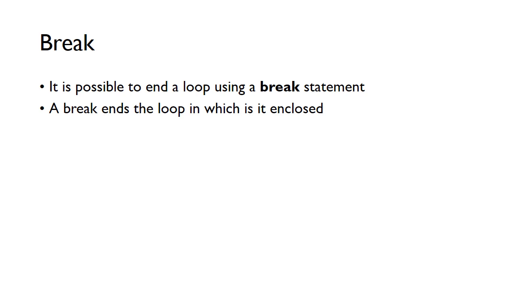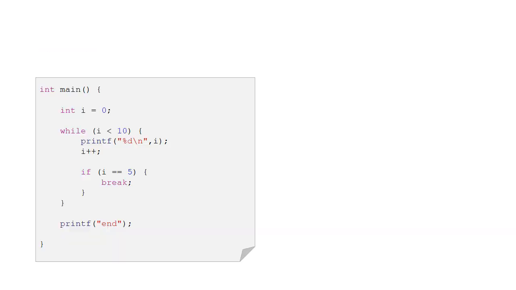So it's possible to end a loop using a break statement. A break ends a loop in which it's enclosed. We're just going to modify that previous example slightly. Now we've put this if statement inside of the loop. Now we're going to say if i is equivalent to 5. We'll look at that more next.